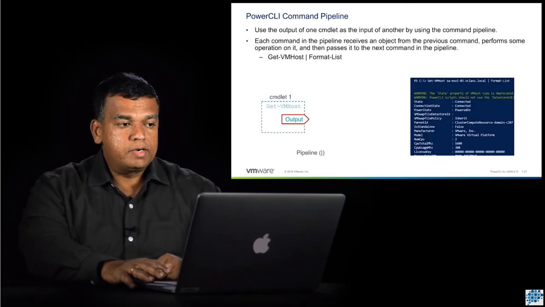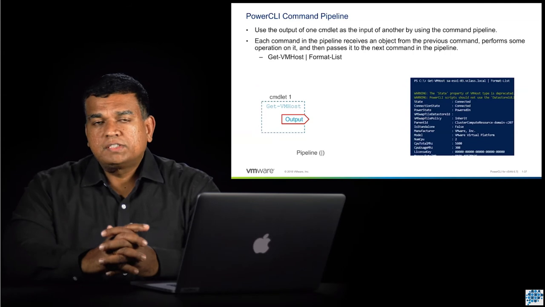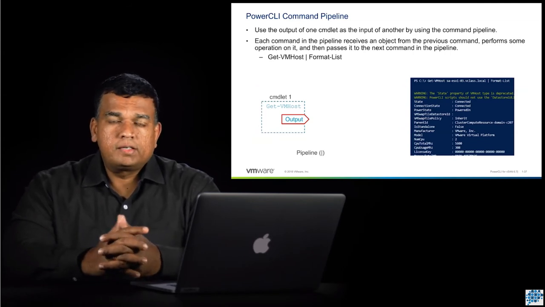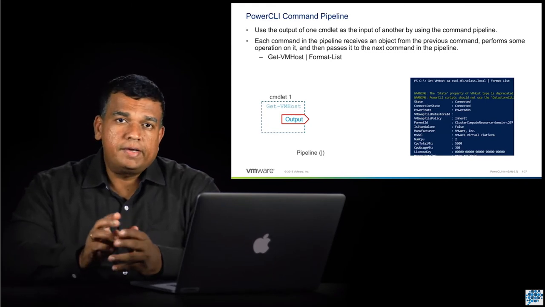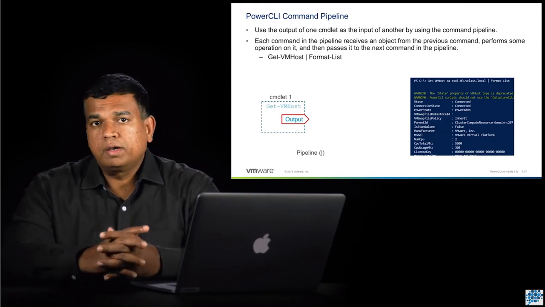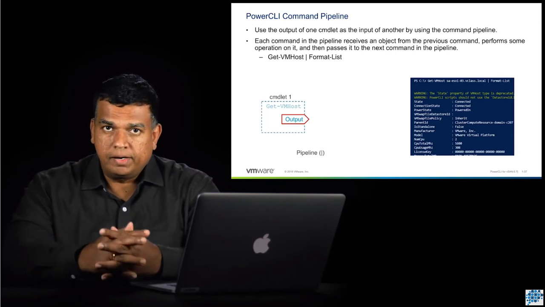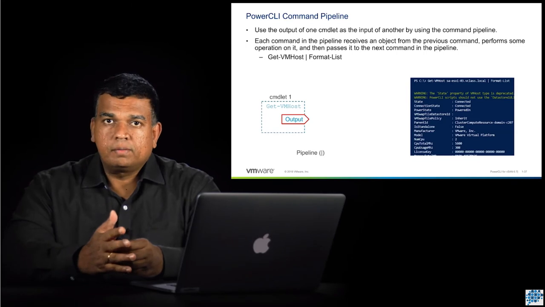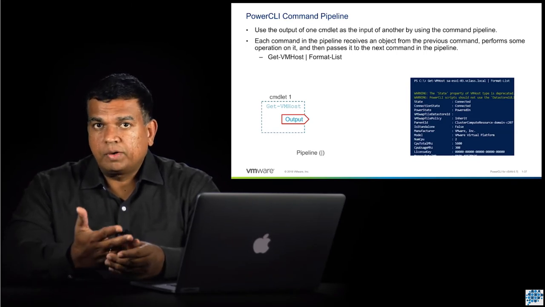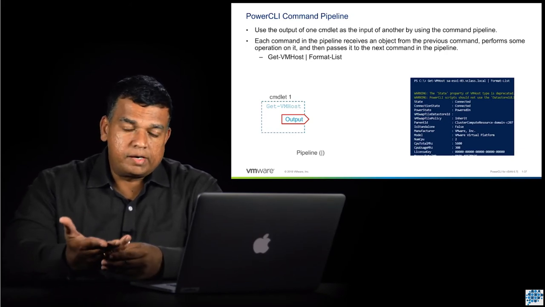So let's first look at this term called the command pipeline. PowerShell and PowerCLI have this very useful feature where we can take the output from one commandlet and use it as the input for a different commandlet. This allows us to create a pipeline where we can have multiple stages. So let's take a look at an example here.